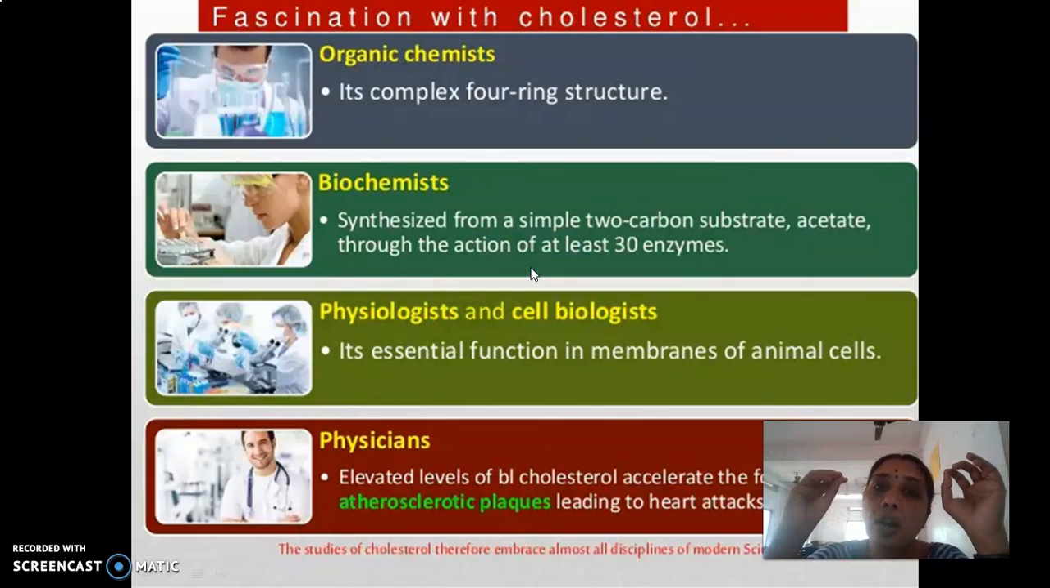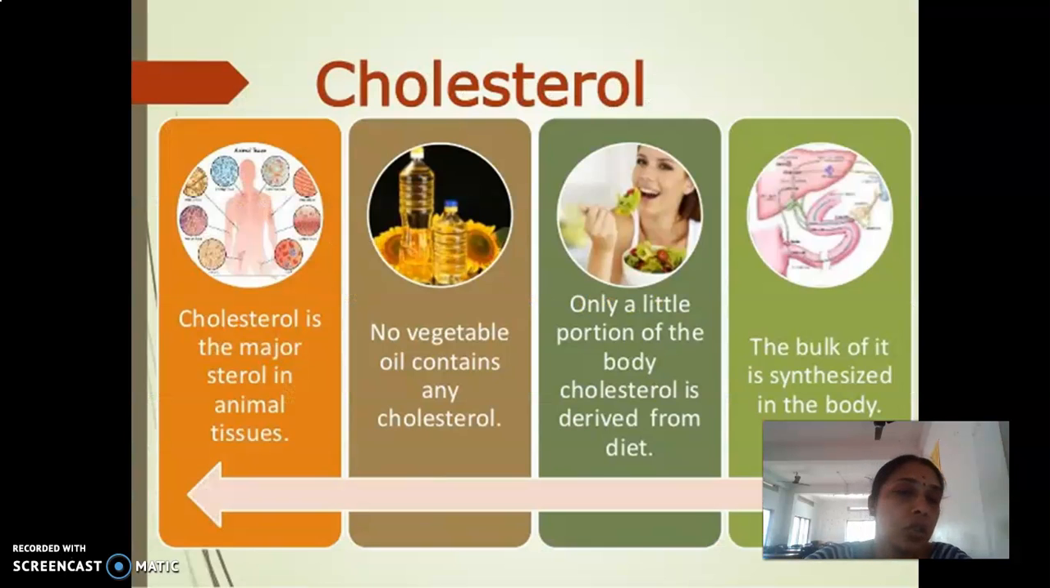All these enzymes will be activated and carry out biosynthesis of this 27 carbon huge molecule of cholesterol with the help of 18 molecules of acetyl-CoA. Right, so it's very curious for the biochemists to study the structure of cholesterol. And in the eyes of physiologists and cell biologists, it has an essential function in the membranes of animal cells. And for physicians, elevated levels of blood cholesterol accelerate the formation of plaques, which leads to atherosclerosis, leading to myocardial infarction and stroke.